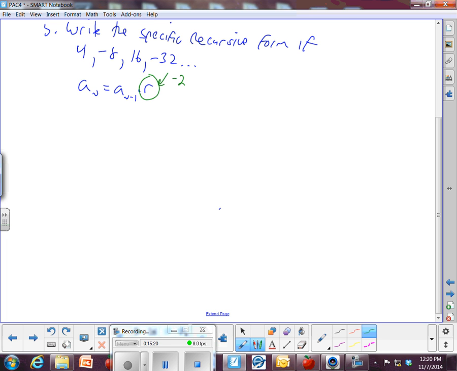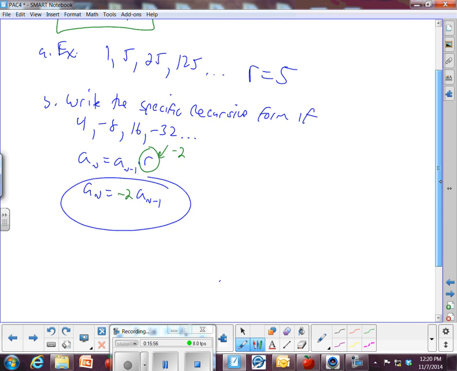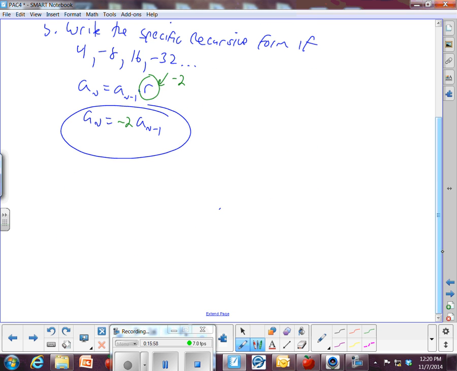Now, when a number is multiplied times a variable, and a sub n minus 1 is a variable, do we put the variable in front or the number in front? The number, the coefficient, goes in front. So that negative 2 should end up in front of the a sub n minus 1. And that's the answer to the question. But again, the limitation is you can only find a term if you know the previous term. Other than that, it won't help you.